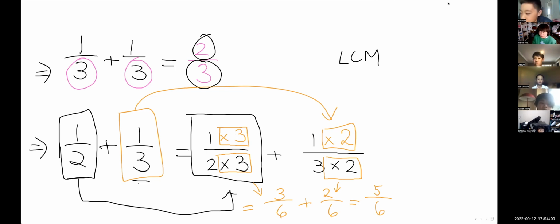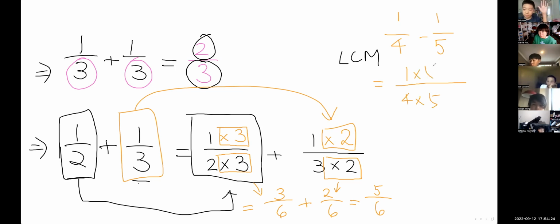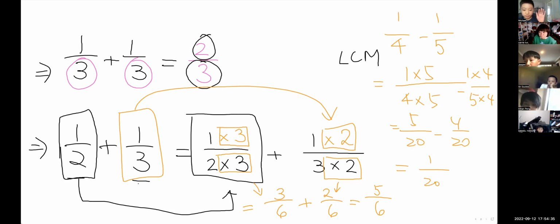So that's the same thing if you want to do the minus. So 4 over 1 minus, sorry, 1 over 4 minus 1 over 5, right? So that's the same thing. You're going to do 4 times 5, 1 times 5, minus 5 times 4, 1 times 4. So the answer is 5 over 20 minus 4 over 20 equals 1 over 20. Right? So very easy.